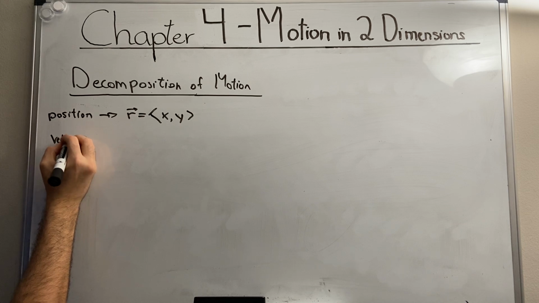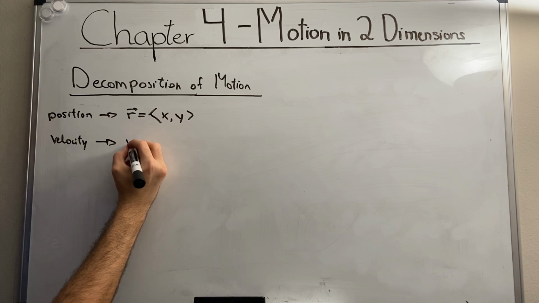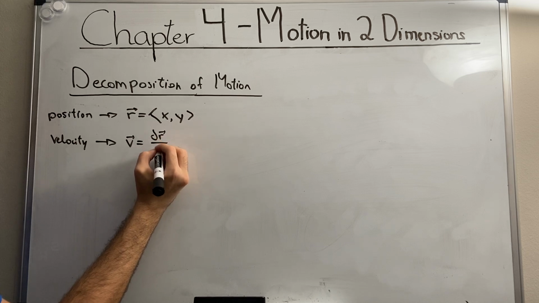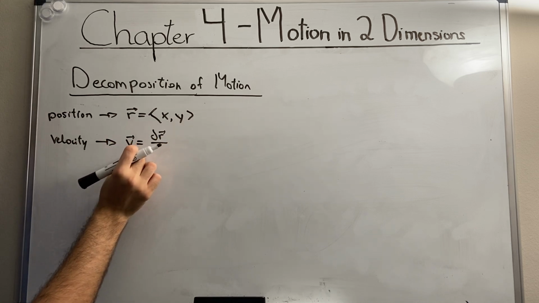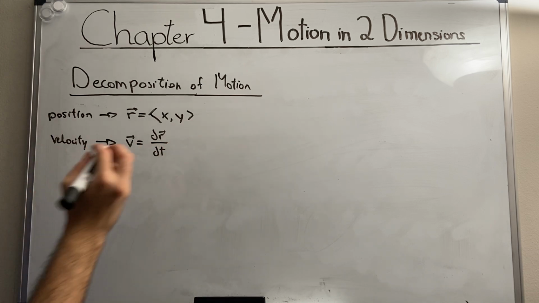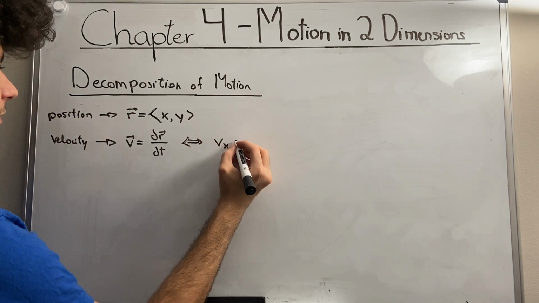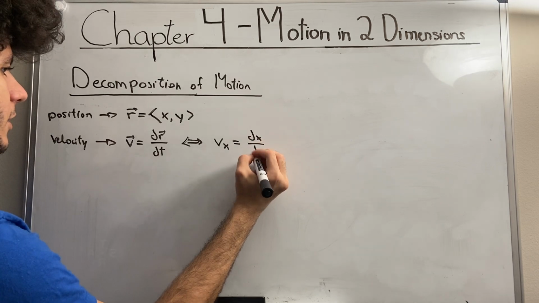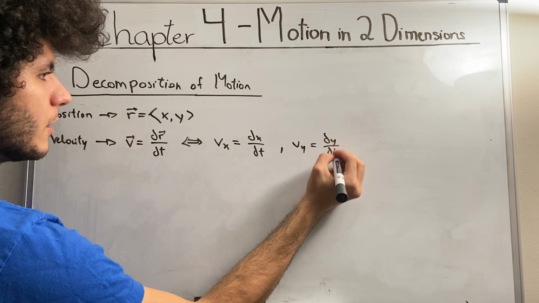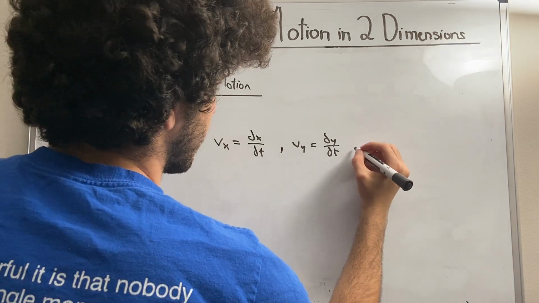Then we have velocity, which is v is equal to dr over dt, right? But it's important to decompose this very same motion into other ones, right? So we have v of x is equal to dx over dt, and v of y is equal to dy over dt. The same goes for the average accelerations and the average velocities. I'm going to write that over here.